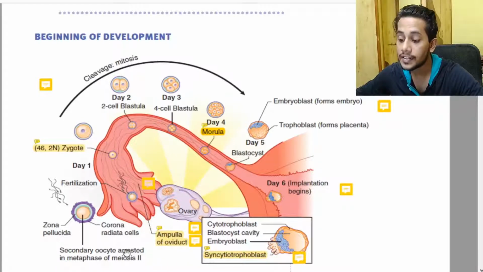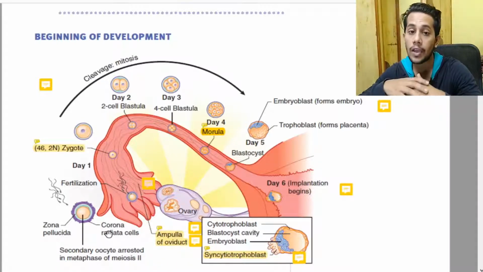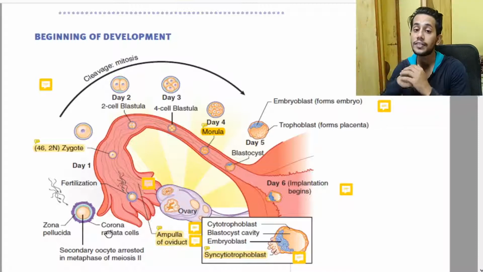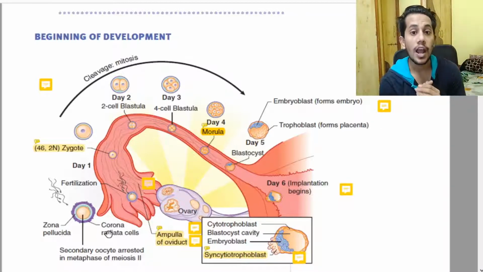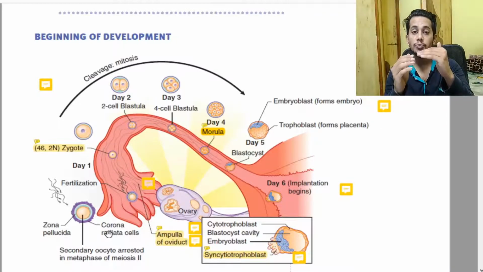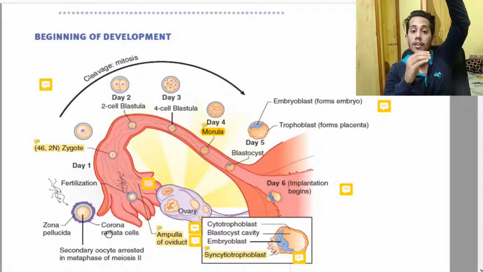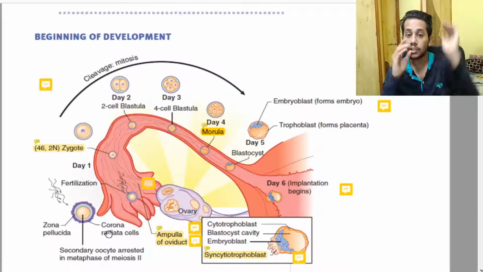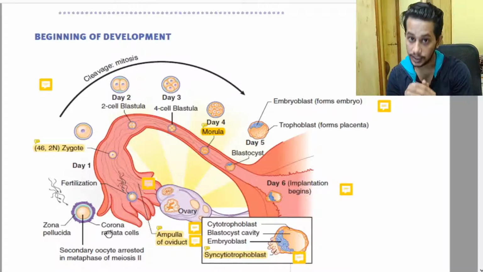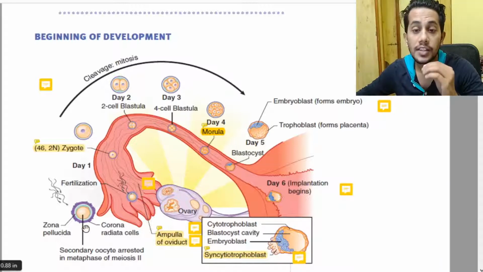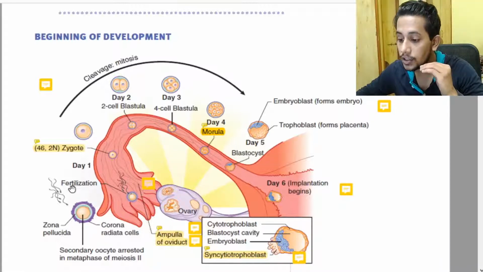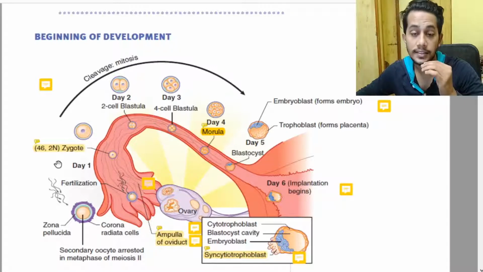So once that has happened, the process of meiosis 2 will start. Now as I said in the previous chapter, after the process of meiosis ends, where does it go? It goes back to level 1, where it divides by the process of mitosis, not meiosis, mitosis. So that's where we are. Day 1, that's where we are. This one cell is called zygote.